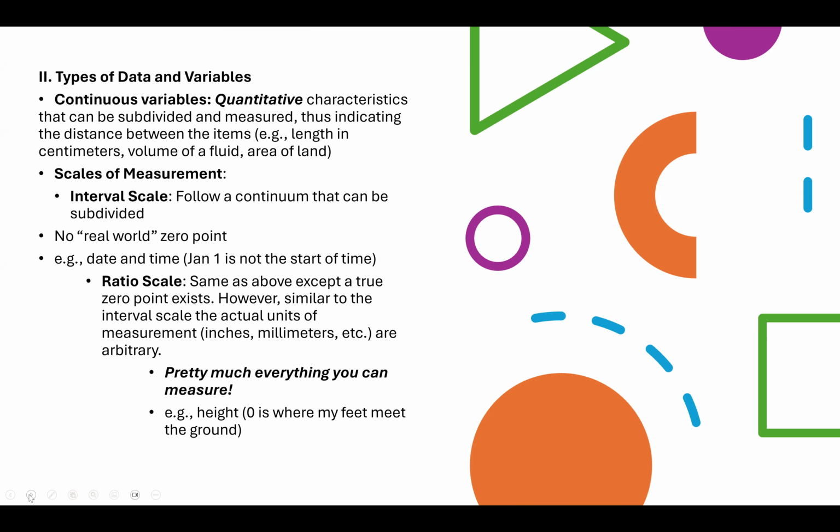We have continuous variables, which are quantitative, okay? They're subdivided and measured. So think of a ruler or a volume of fluid or an area of land. We have the scales of different measurements. So we have the interval scale, which can be subdivided. So there's no zero, right? So like date and time, there's no zero. And a ratio scale definitely has a 0. So it's pretty much anything that you can measure.